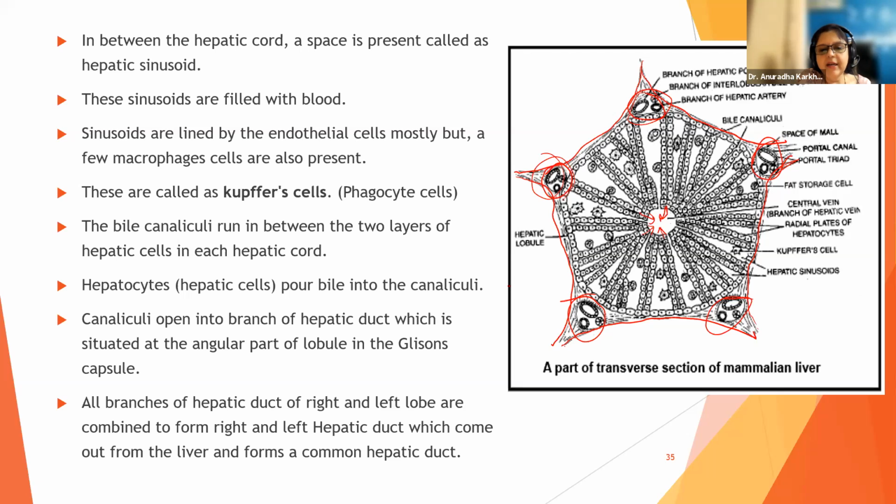All branches of the hepatic duct of the right and left lobule are combined to form the left hepatic duct, which comes out from the liver and makes up the common hepatic duct, which I have already explained. So I hope you all have understood what I'm trying to tell you. Any difficulty? Any doubts? Did you understand? How does everything look internally? So quickly, I'll just rapidly give a recap.